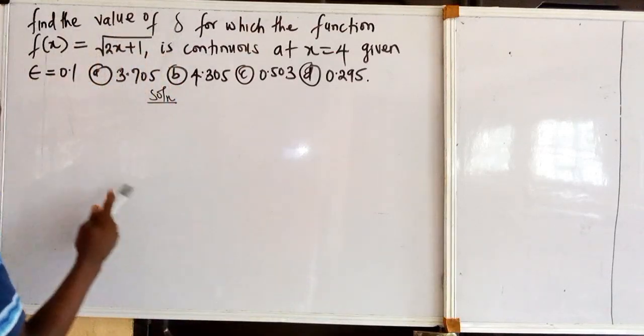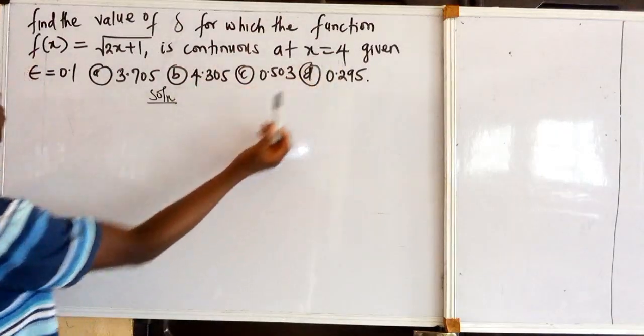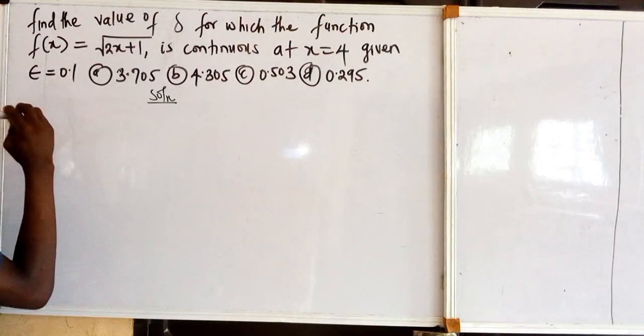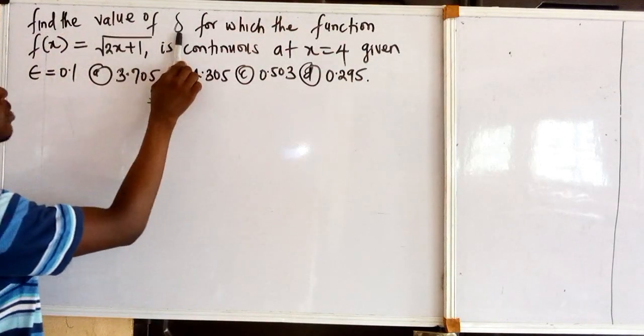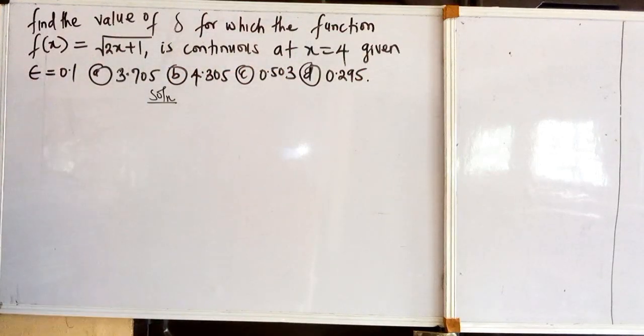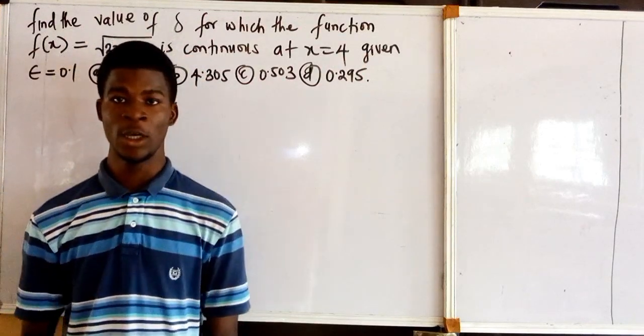Now, we are given a function f of x and it is continuous at x equal to 4. Given that epsilon, a small positive number, is equal to 0.1, we are asked to find the value of delta for which the function is continuous at this, given this very condition. Delta here represents a small positive change.